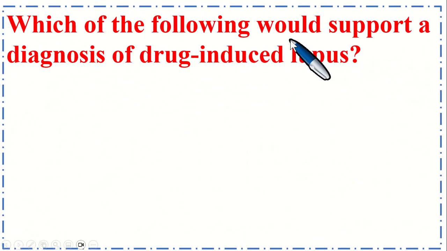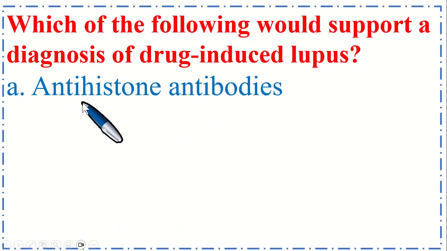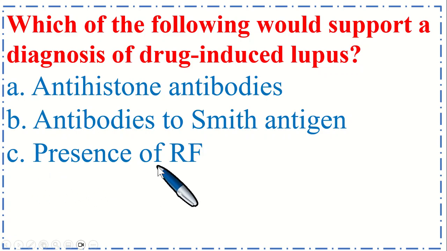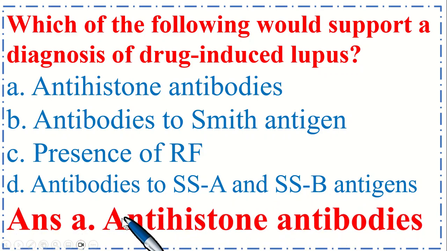Which of the following would support a diagnosis of drug-induced lupus? Option A. Antihistone antibody. B. Antibodies to Smith antigen. Option C. Presence of RF. And option D. Antibodies to SSA and SSB antigen. So the correct option is A. Antihistone antibodies.